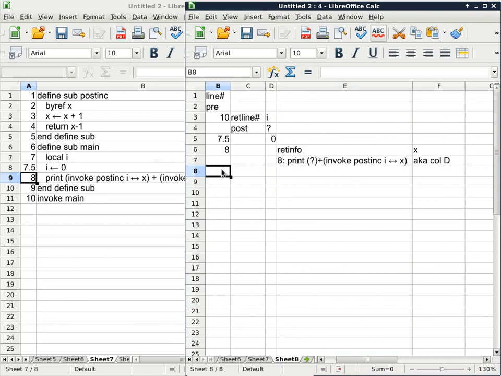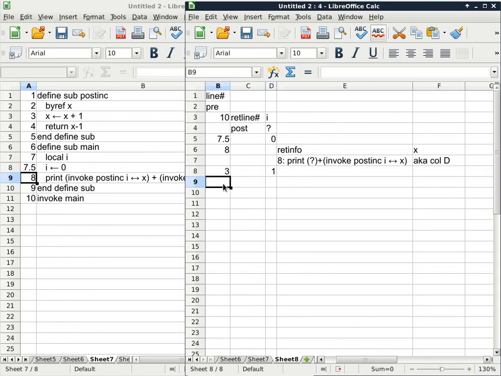Now that we get into the subroutine post inc, we'll start on line 3. Line 3, the first thing it does is to add 1 to x. X is also known as column D. Column D has a value of 0. 0 plus 1 is 1. I'm going to store that back into x. X is also known as column D. So column D is actually modified right away, and it has a value of 1.